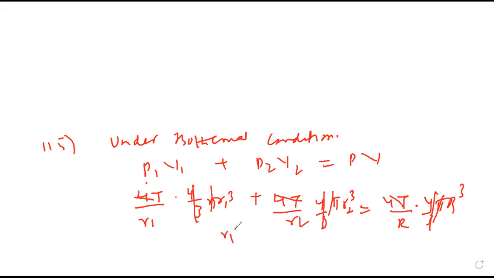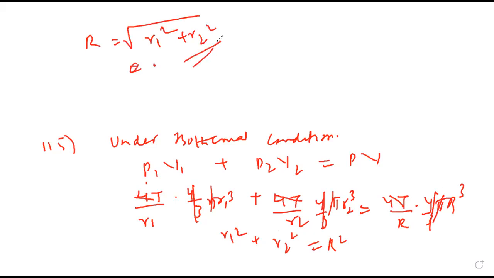So we get R1 square plus R2 square equal to R square. Therefore R is root of R1 square plus R2 square. In this format only we have to write it: root of R1 square plus R2 square, option A.